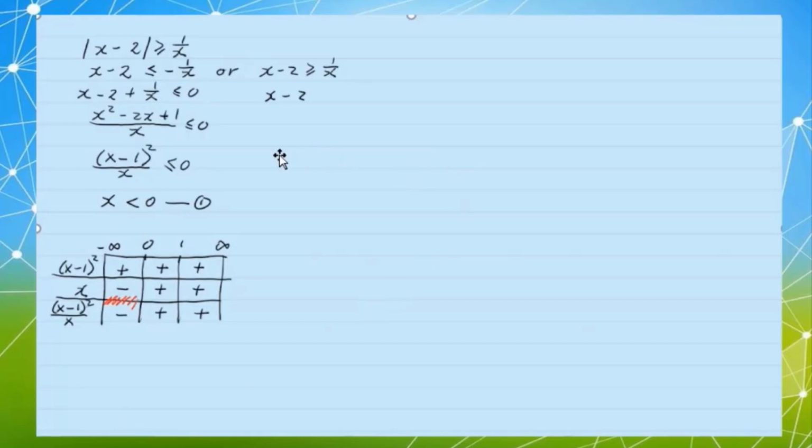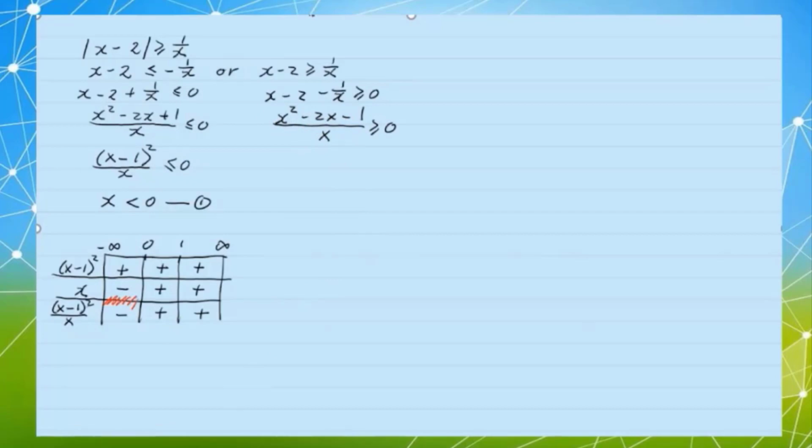Now we go to the next inequality. First, we shift the term to the left. Then we simplify all the terms on the left into a single fraction. Now when we try to factorize the quadratic, we find that we are not able to do the factorization.